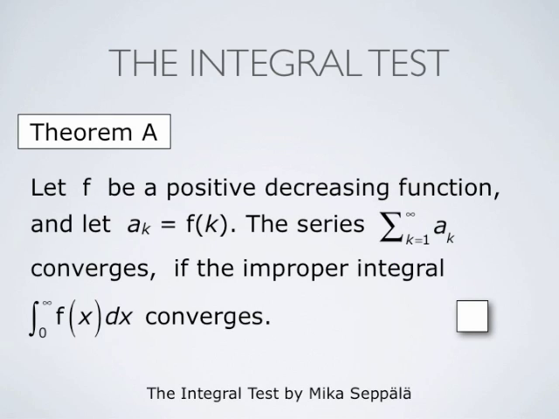That leads to the integral test statement, theorem A. Let f be a positive decreasing function and let ak be f of k. Then the series summation k from 1 to infinity of ak converges if the improper integral from 0 to infinity of f of x dx converges. This is now immediate on the basis of the previously shown figures.